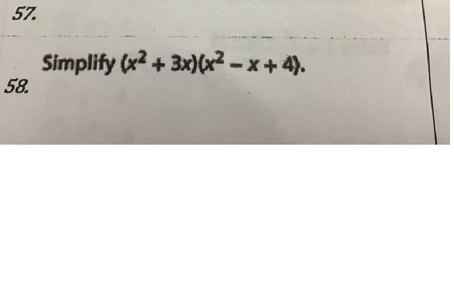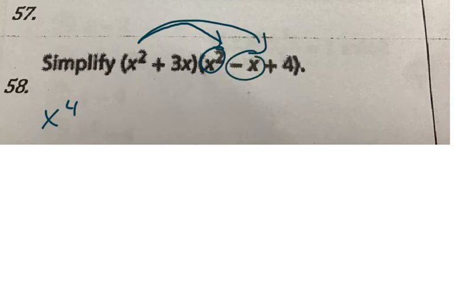Now this one's multiply. And what I want to do on this one is just remind you how to distribute. Let's do this. If I do x squared times this x squared, I hope you agree that's x to the fourth. And then when I do x squared times minus x, that's a minus x cubed. And x squared times 4 is a plus 4x squared.